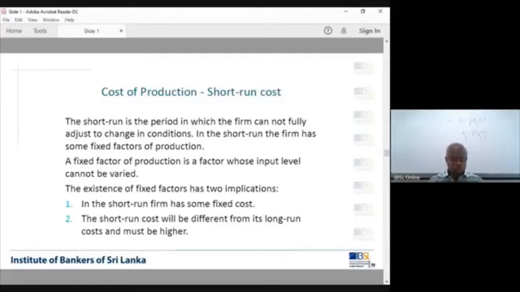So because of the fixed factor, there will be fixed cost in the cost of production. Because of the fixed factor, the short run cost will be higher than the long run cost. These are the two implications of the existence of a fixed factor in a production process.